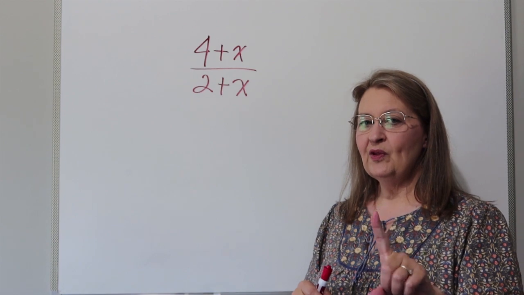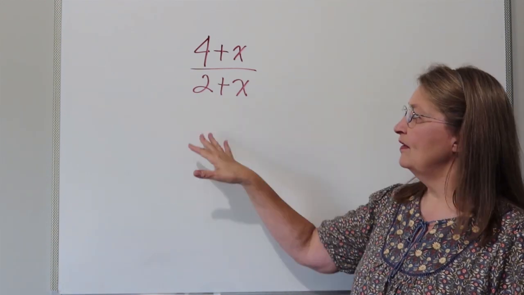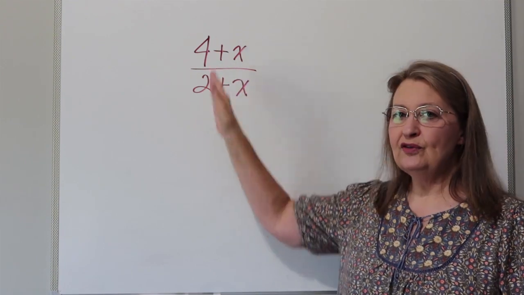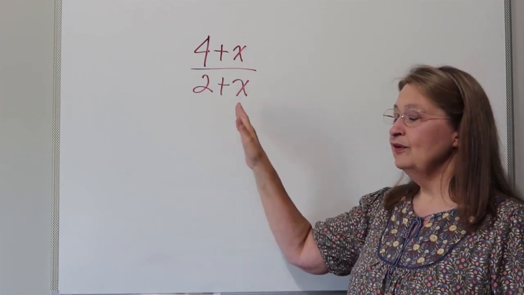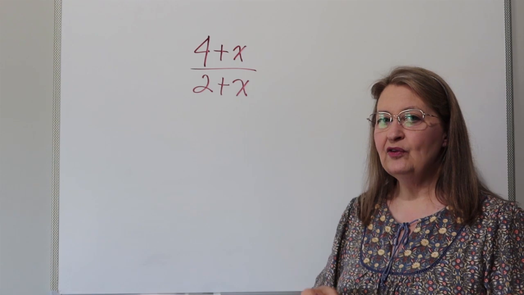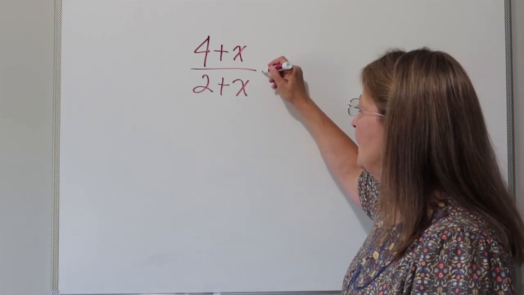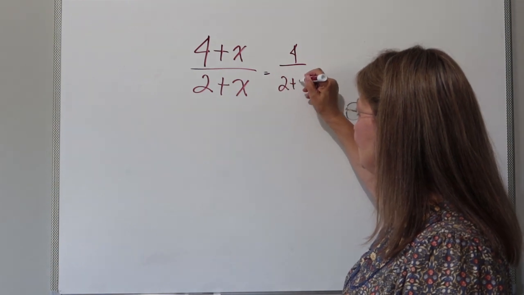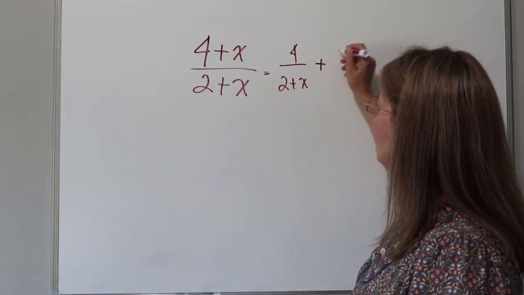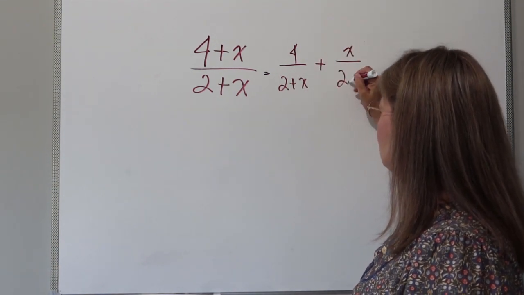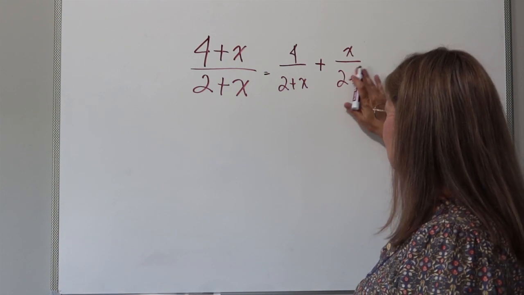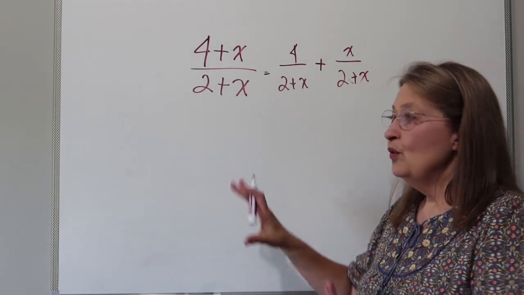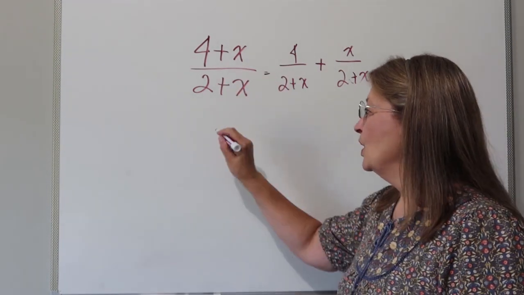Okay, let me show you one more thing that you cannot do. In this example right here, 4 plus x over 2 plus x. You cannot reduce the 4 and the 2. You cannot reduce the x over x, because those are not factors, they're terms. In expanded form, what you have here is 4 over 2 plus x over 2 plus x. Okay? So none of this can be reduced.